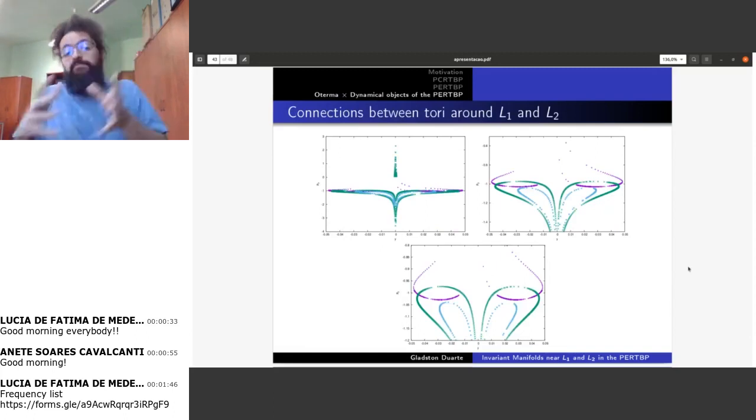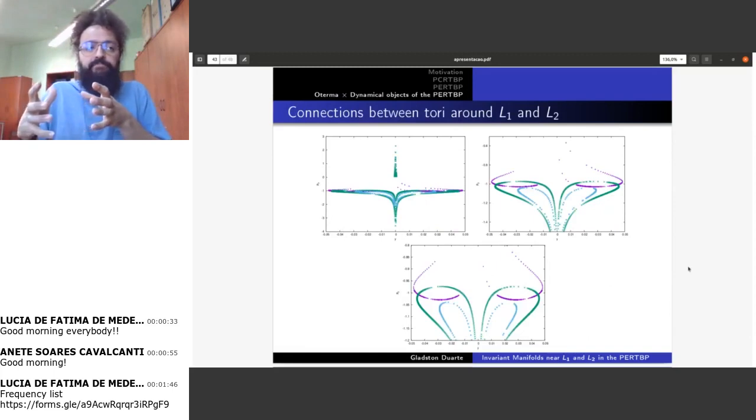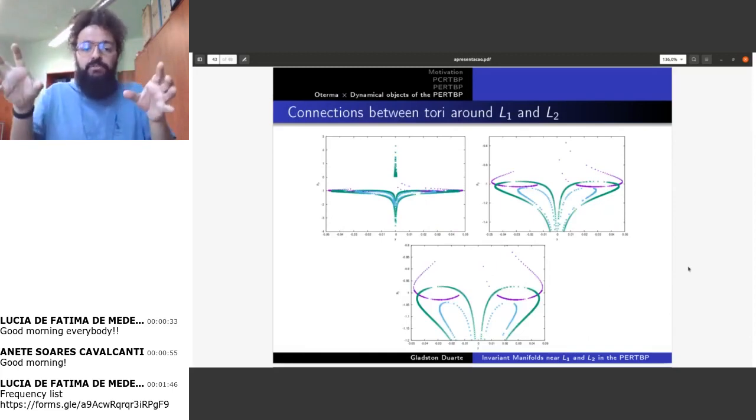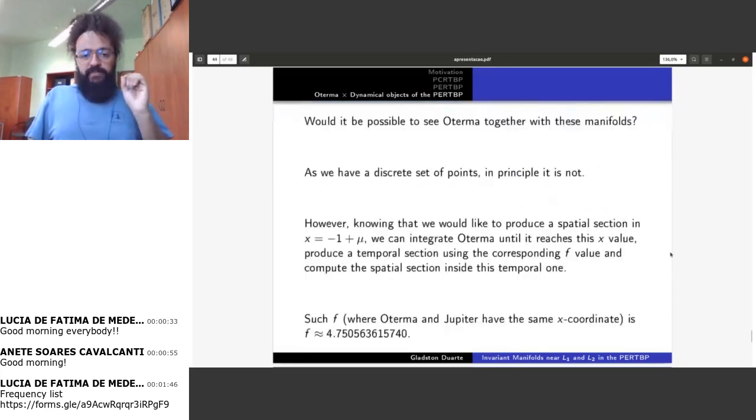And computing some connections between the L1 and L2 tori, we might see that there are different types of behavior as well. We have intersections, we have no intersections. But we are not happy yet, and I'm approaching the end of my presentation, so please bear with me.